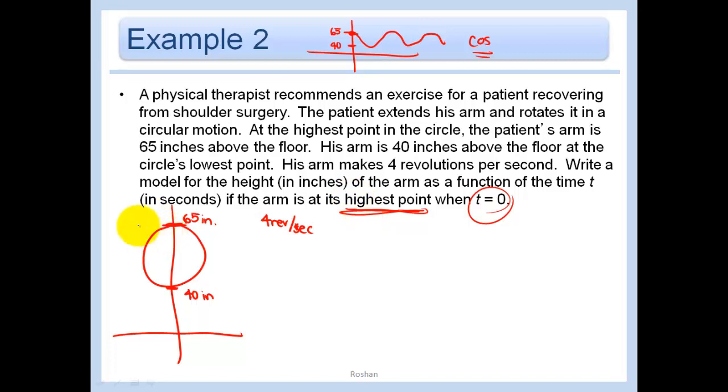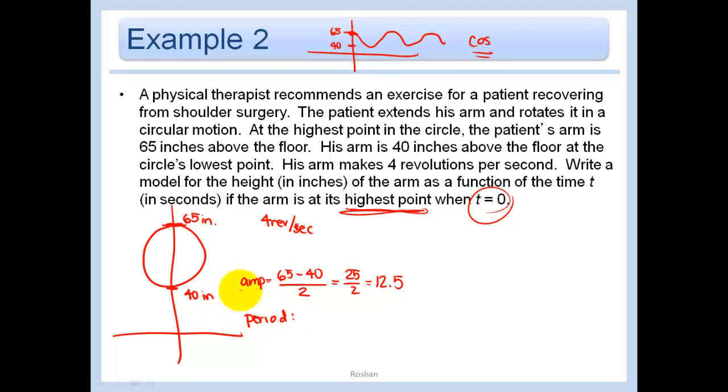Now, what's our amplitude? Let's think about it. Our amplitude is simply half of the highest minus the lowest. So our amplitude is going to be 65 minus 40 over 2, which is 25 over 2, or 12.5. Our amplitude is simply how much you go up from the center and how much you go down from the center. What else do we need to know? We need to know our period.